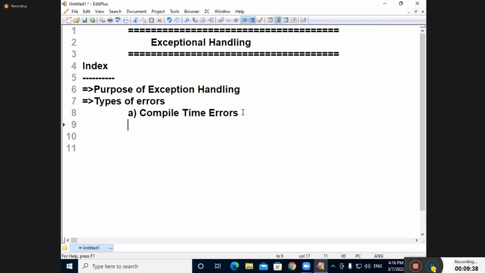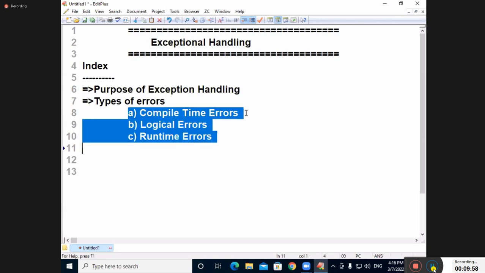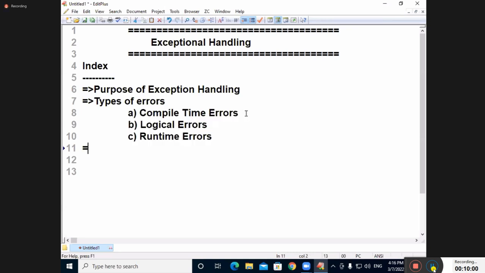Compile time errors. Second is logical errors. Next, third, is runtime errors. And why are these errors coming? What is the importance of it? All of them we will discuss in the class.